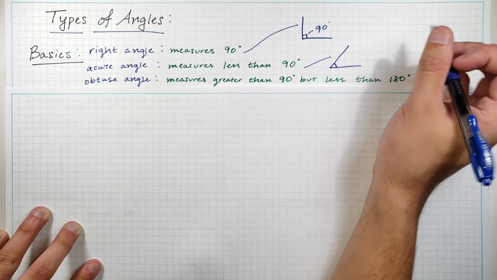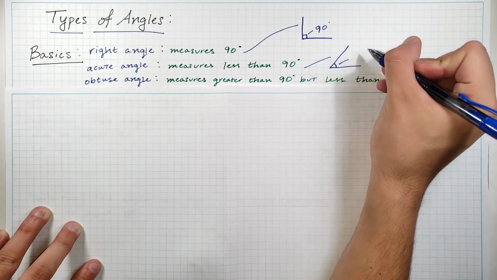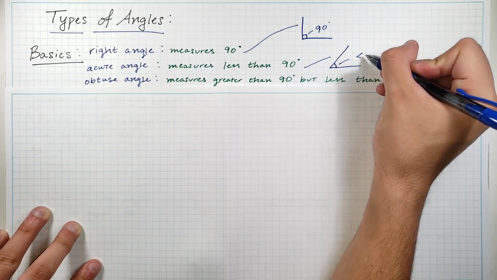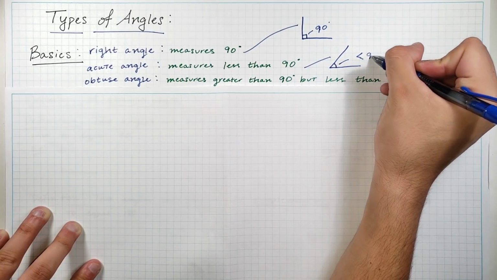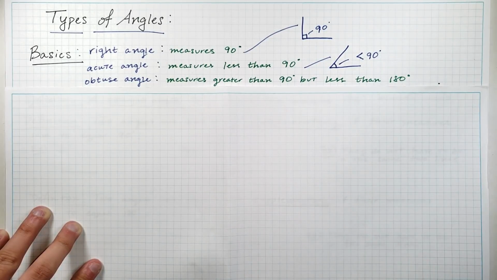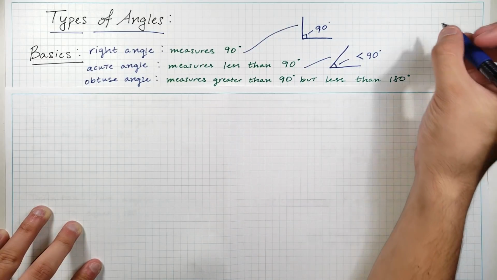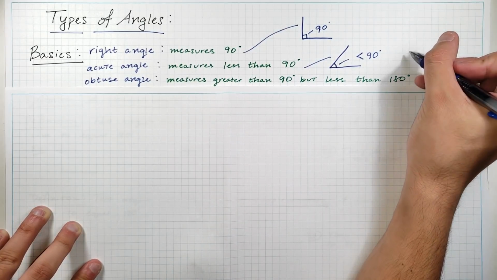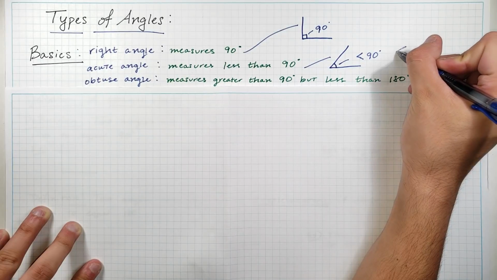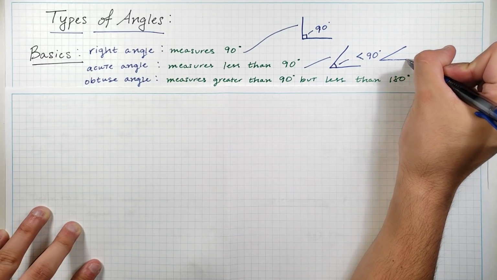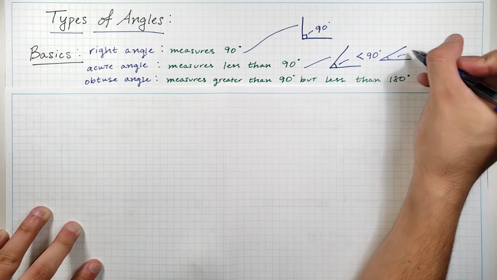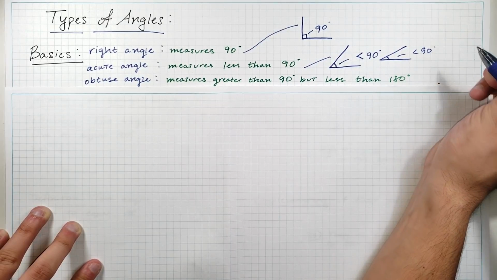So maybe we'll just draw a line to it and we'll say it's less than, that's the less than sign, 90 degrees. All right, so that's an acute angle. Let's do another acute angle, it would be like this, right? All right, that's still less than 90 degrees.